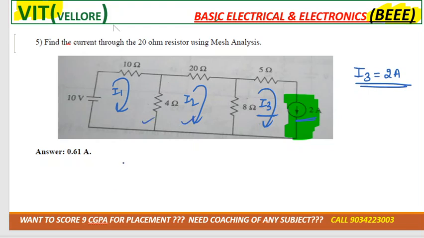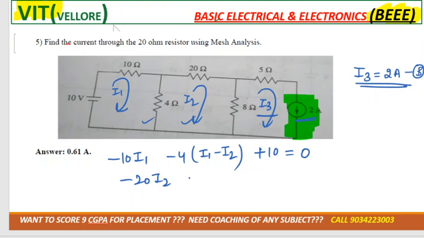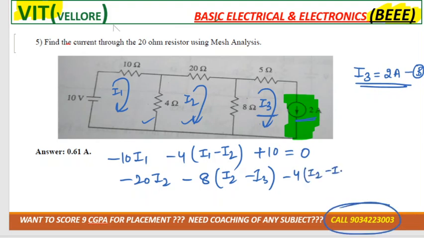Now we'll need to make only two mesh equations, like three variables, three equations. So this is the third equation. From the first mesh, again the same, minus 10 I1 minus 4 I1 minus I2. I think now you are perfect in making equations, right or not? If there is still any doubt, then you can ask me, or you can drop me a message on this number. Now you can solve these equations, then you will get the answer.